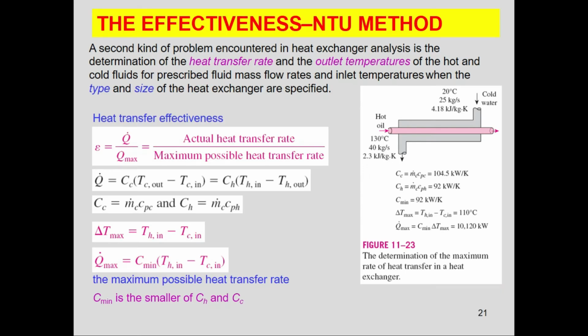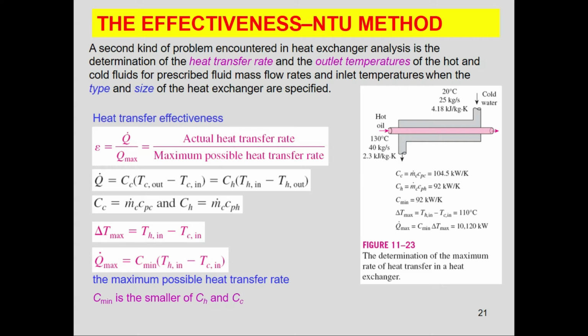So let's have a look at this topic, which is called the effectiveness-NTU method. The second kind of problem encountered in heat exchanger analysis is the determination of the heat transfer rate and the outlet temperatures of the hot and the cold fluids for the prescribed fluid mass flow rates and inlet temperatures, when the type as well as the size of the heat exchanger are specified.